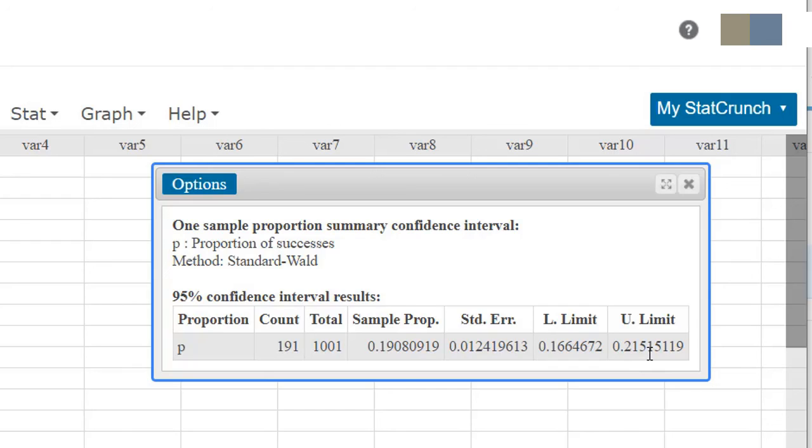So anyway, this is how we can compute confidence intervals when we're using technology. So this is going to conclude our video showing how we can use both the TI calculator and StatCrunch in order to compute confidence intervals.